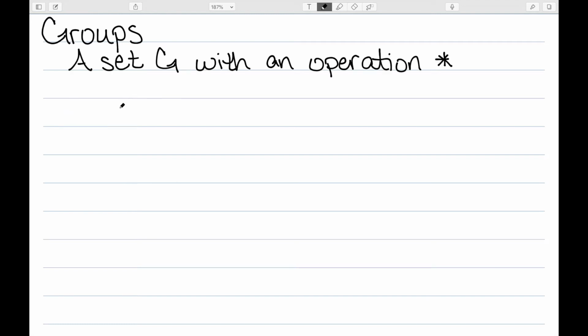In this video, I want to define a group and give some of the very basic properties that a group may have. In order to have a group, I need to start with a set G and some operation star. And this operation is going to need to satisfy three different axioms. The first, this operation needs to be associative.